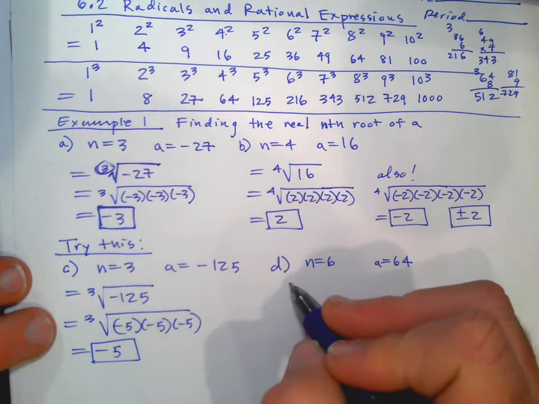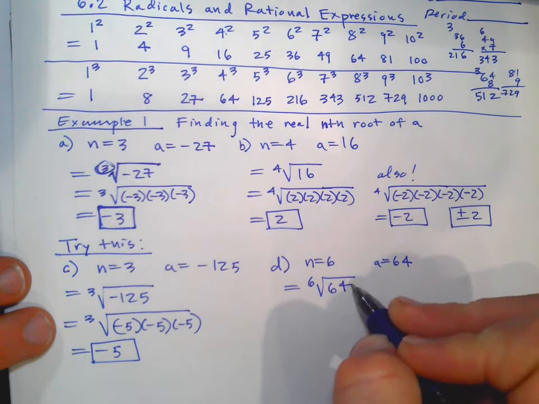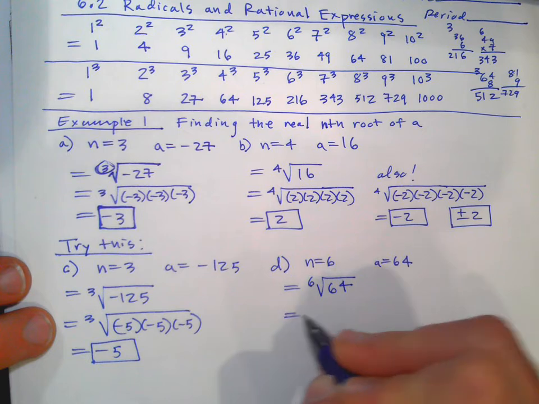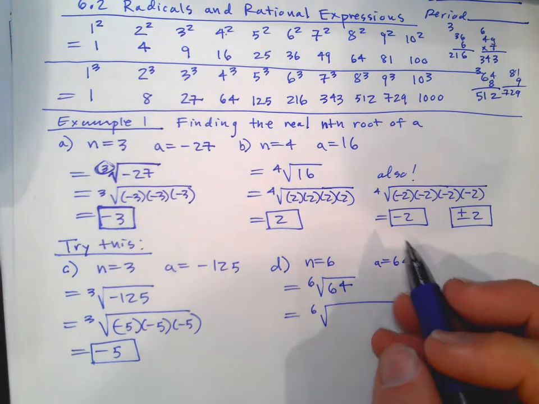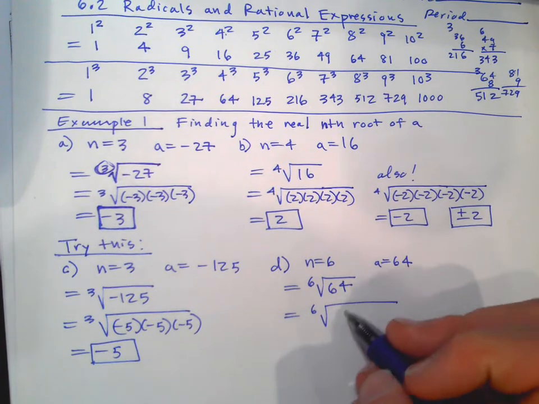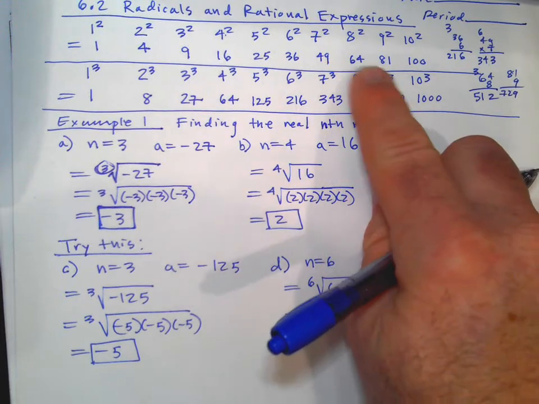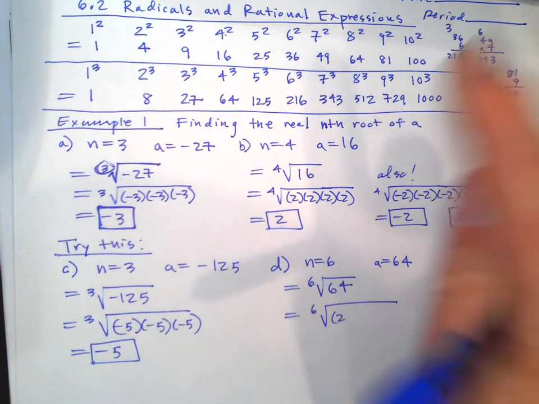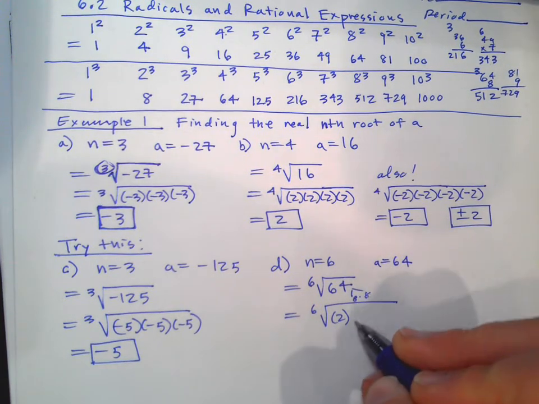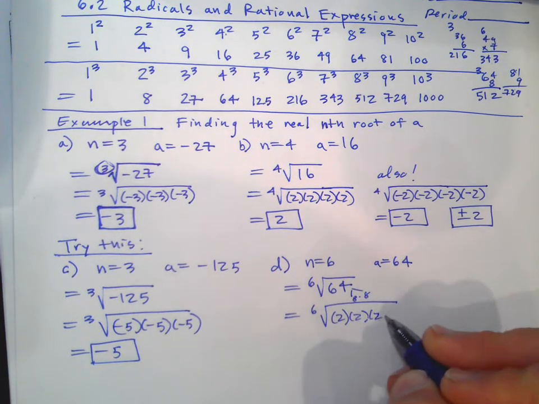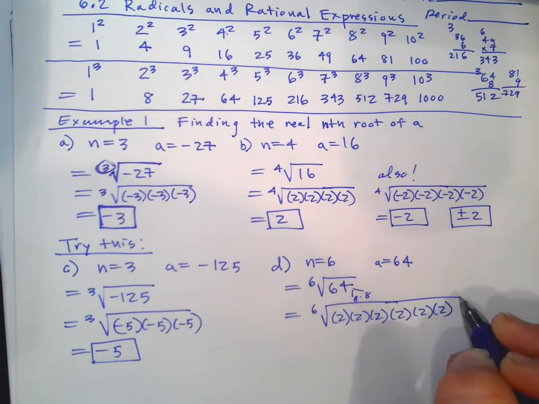Okay, how about this one? This would be the 6th root of 64. Oh my goodness. Now, just guessing, it's got to be small because it's going to get big quick. Like if you go up here, 64 was 8 times 8, right? And 8 is 2 times 2 times 2. So if you think of this as 8 times 8, well, then that would also be 2 times 2 times 2, and 2 times 2 times 2, and that's perfect. That's 6 2s.